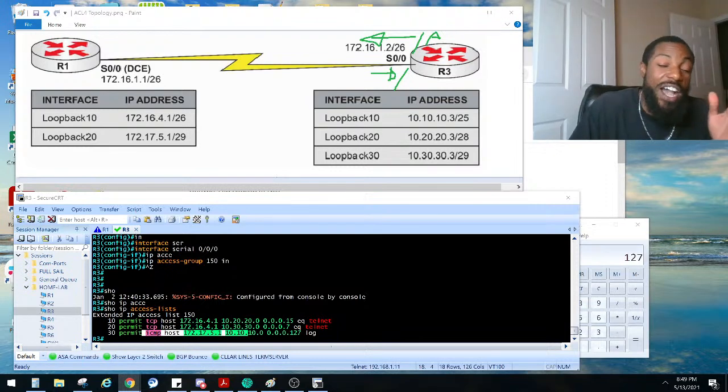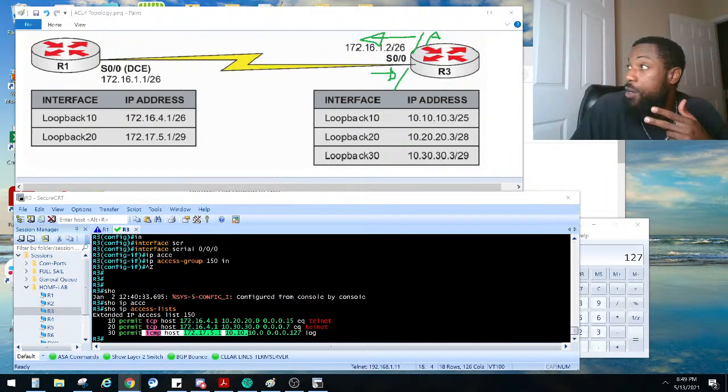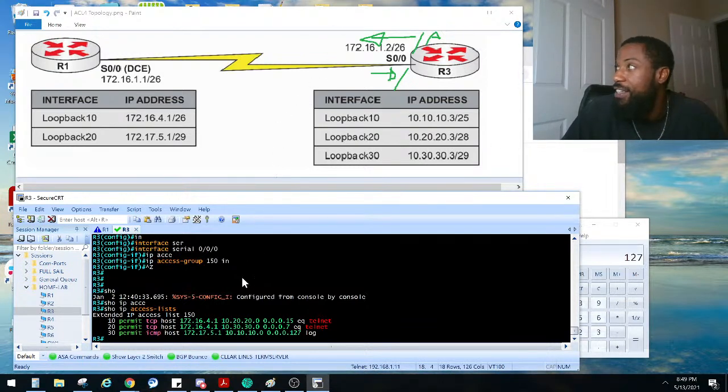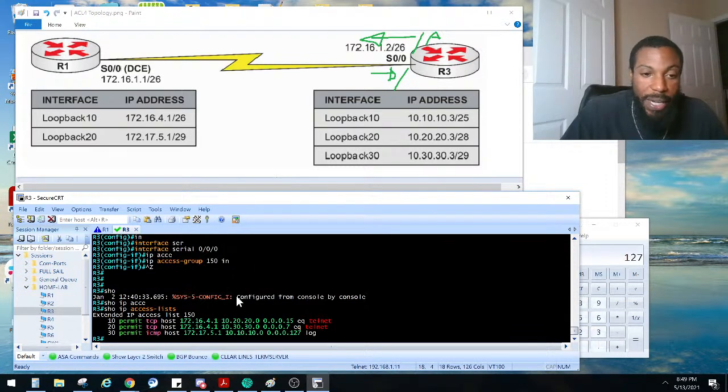I like 255 minus whatever the wildcard mask's interesting octet is. That's how I like to do it. If y'all know that way, y'all know that way. Everybody's got their own way to figure out the wildcard masks. But I see what you're saying. I don't really know the available hosts and available IPs by heart, but that's a good way, though.